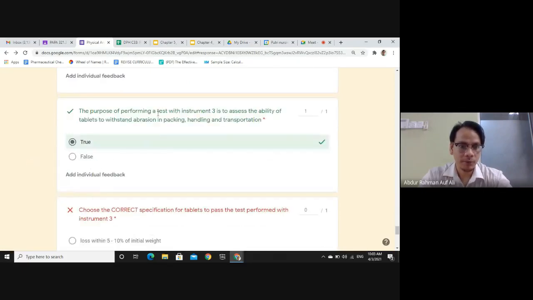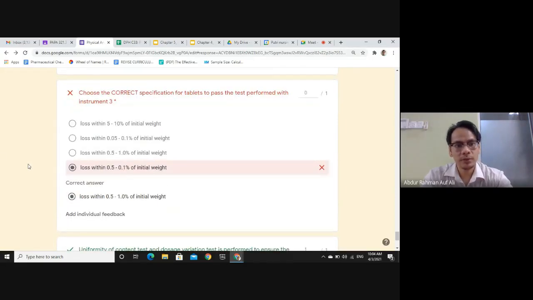The purpose of performing a test with instrument 3 is to assess the ability of tablets to withstand abrasion in packing, handling and transportation. Jawapannya adalah true. Okay, kita nak test ubat-ubat tablet ni boleh tahan hentakan dan vibration tak masa kita nak pack, masa kita nak angkat dia turun from lorry, masuk letak atas pallet, simpan dalam warehouse, bagi dekat hospital, klinik and so on. Kalau mudah pecah, fail lah, tak bagus. Patient nak makan dalam bentuk powder instead of tablet. So dose tu dapat tak accurate.